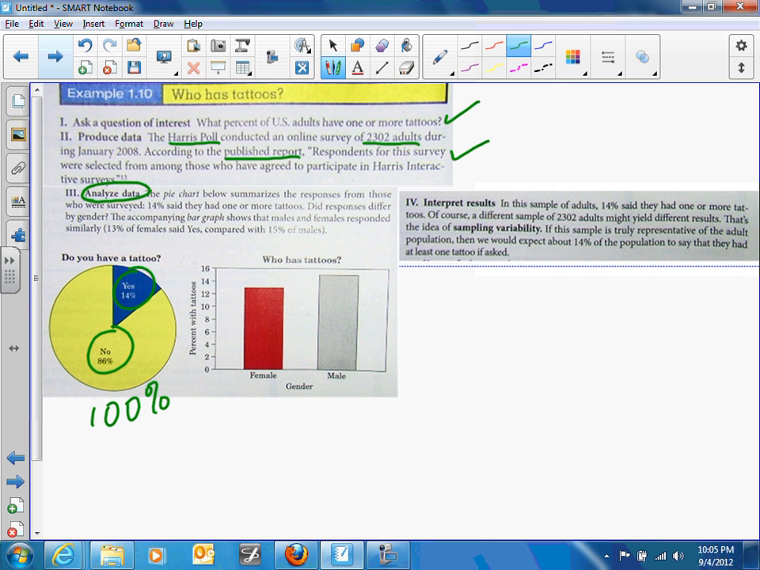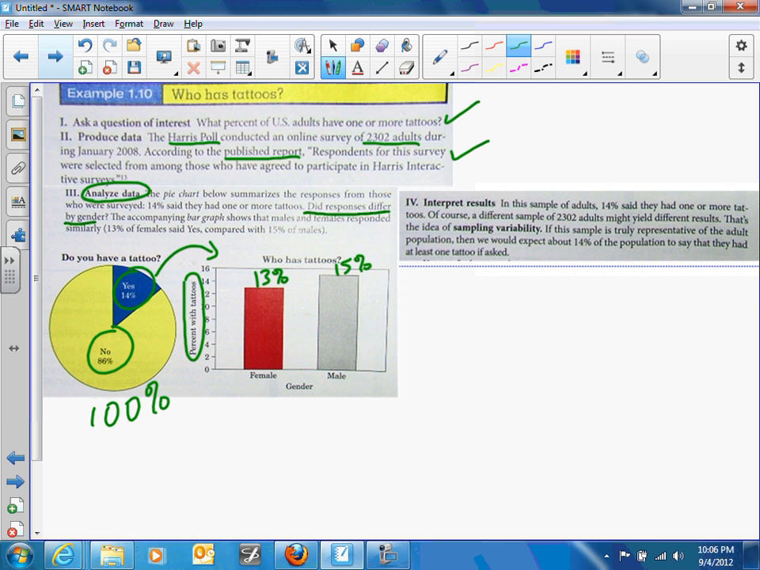Did the responses differ by gender? Well, let's check it out. So now we have another chart that divvies up the female to male ratio. It says percent with tattoos, so this relates to this. Of the females, according to this, 13% said yes. So this is around 13%, as opposed to 15%. So it's almost even. Almost even. So the question was, did responses differ by gender?